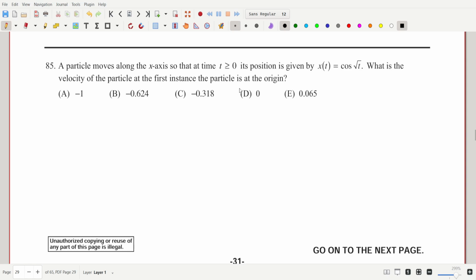Okay, 85, a particle moves along. What's the velocity at the first instant the particle is at the origin? So you've got to figure out when this is 0. That's the origin. So you need to solve x of t-hat equals 0, and then find x prime of t-hat. So just graph it.